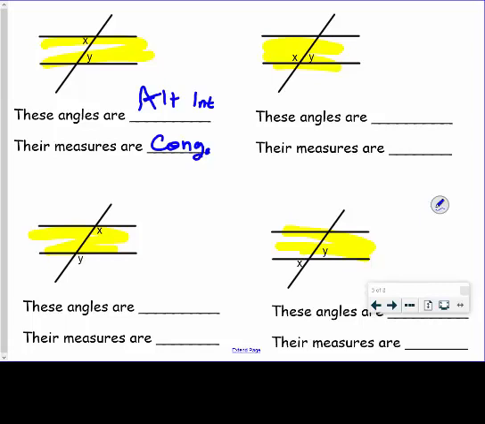Next one, what are they? Adjacent. And what do we know about adjacent angles? Supplementary.